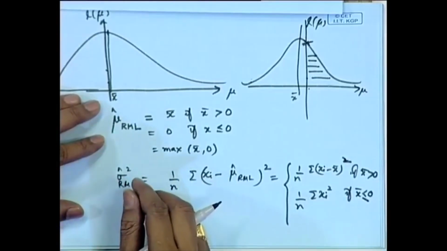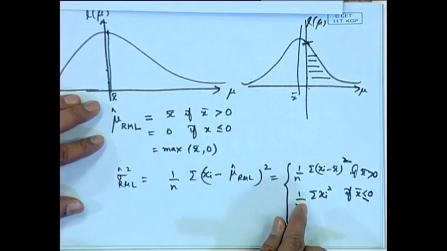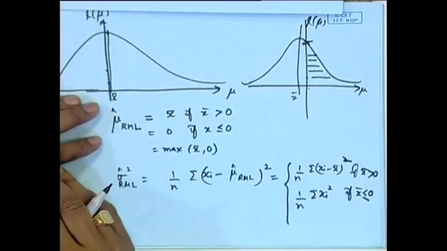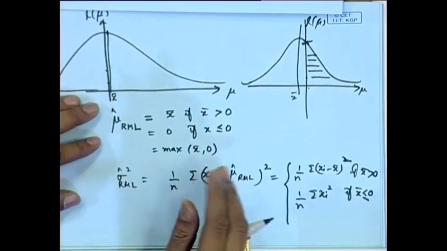We will show later on that when the parameter space is restricted, this restricted maximum likelihood estimator has a better performance as compared to the usual maximum likelihood estimator that we obtained before. We will define the criteria of better a little later.